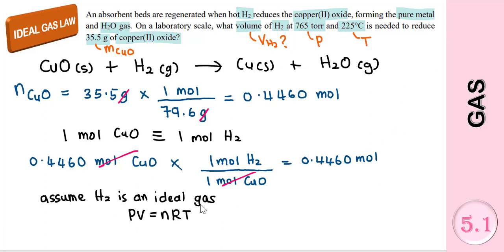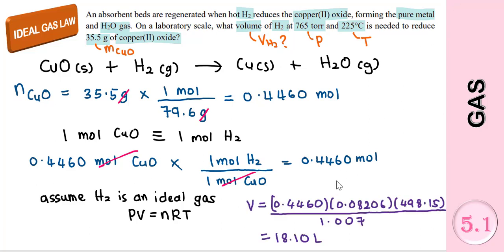By assuming hydrogen is an ideal gas, we can use the ideal gas equation to find the volume of the hydrogen at a given temperature, pressure, and number of moles. Substitute all the information into the equation, but don't forget to change the temperature to Kelvin and also the pressure to atm.